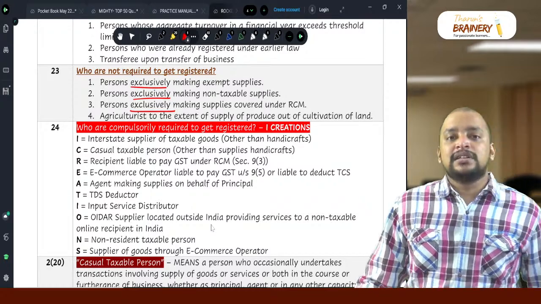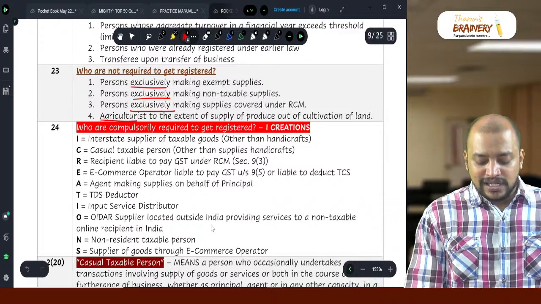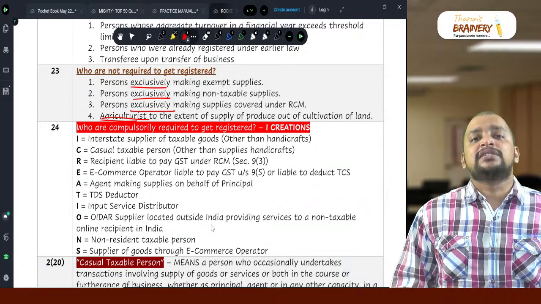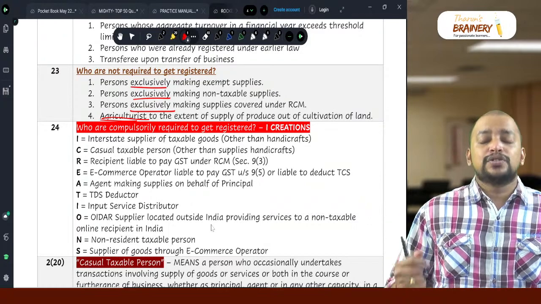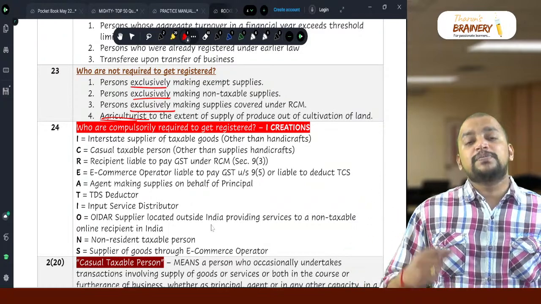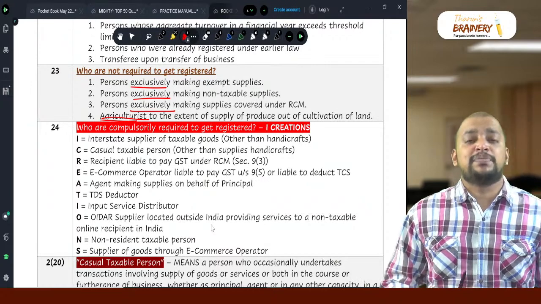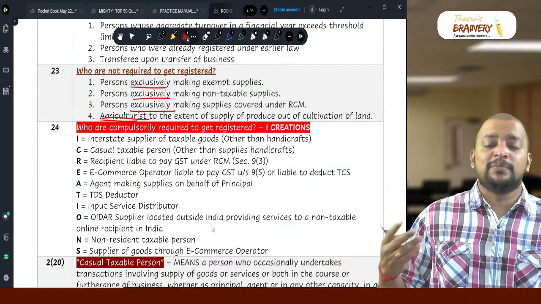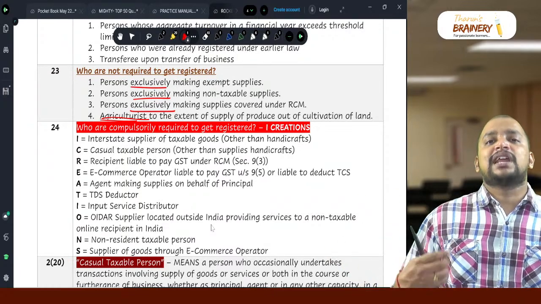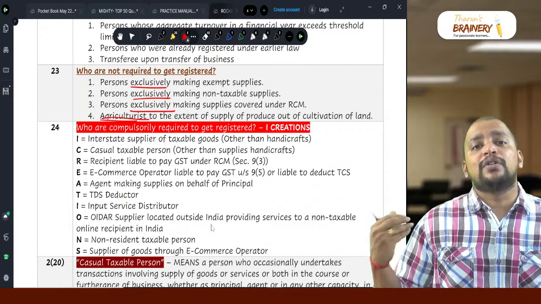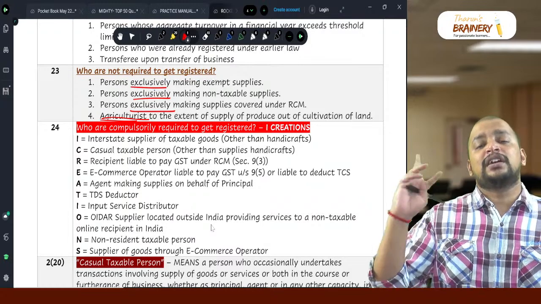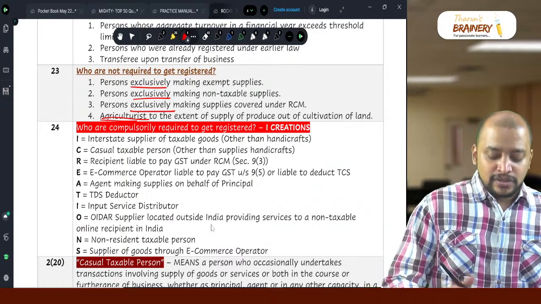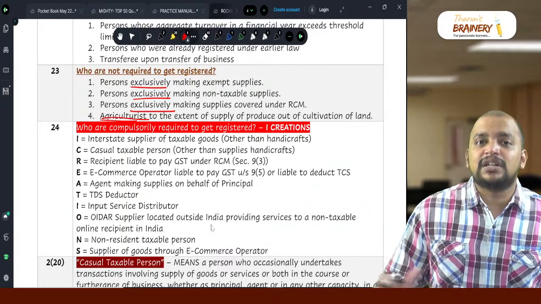Then agriculturist. Who is an agriculturist? A cultivator who is engaged in sale of agricultural produce out of cultivation of land. So that agriculturist is not at all required to get registered. Whatever may be the turnover, okay. Suppose by being an agriculturist they have some turnover, and by being non-agriculturist they have some turnover. Then definitely if the aggregate turnover exceeds the threshold limit, they need to register. For example, a farmer engaged in sale of groundnut and also groundnut oil. Then groundnut turnover and groundnut oil turnover should be taken, and if the total exceeds the threshold limit, they need to register. So these are the 4 cases where they are exempted from registration.